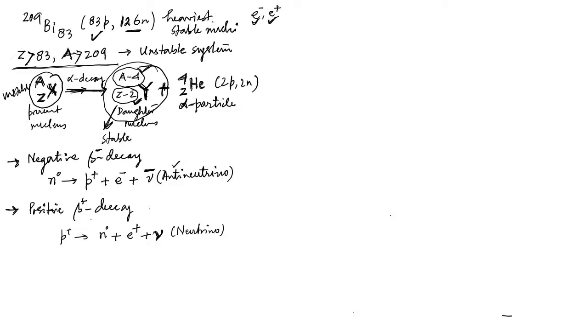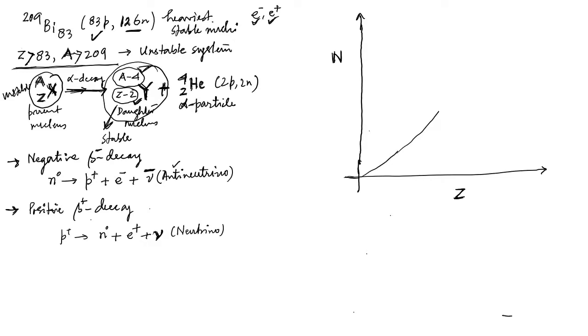So say this is my Z, and this is my neutron number N on this side, and we have the number of protons on this side. So if I have my line of stability, what happens when we do alpha decay? In alpha decay we know N decreases by 2 and Z decreases by 2.